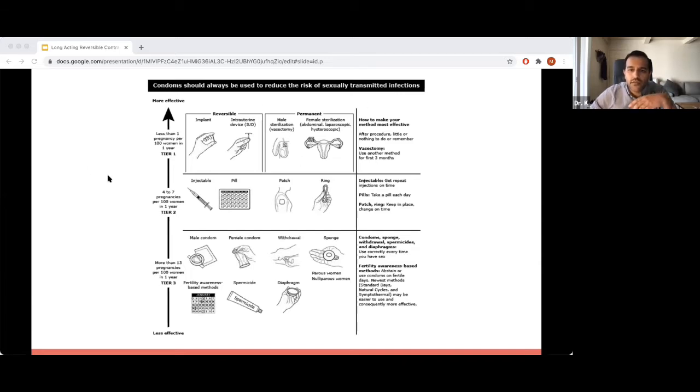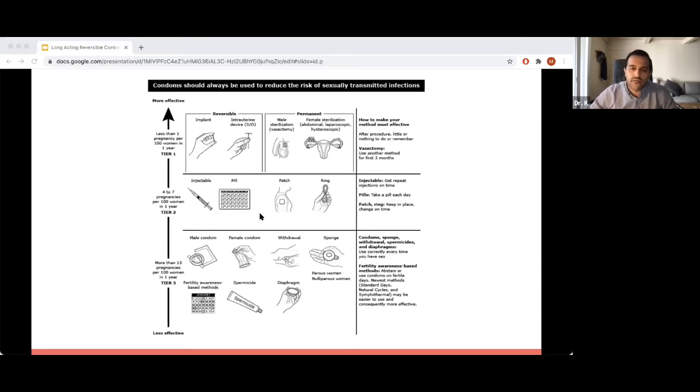If you look at the top part of these diagrams, you have the most effective methods. On the left, there's the reversible category, which are the ones that we're talking about today. And then on the right are more permanent methods. So things like vasectomy for a male, which is male sterilization, and female sterilization, or getting your tubes tied, which is a more colloquial way of saying that. Those are very permanent, whereas the ones on the left are things that we can reverse. When you look at this middle category, there are things like the injectable or the depot shot. There's the pill, there's a patch, there's a ring. Those ones are variable in terms of how effective they are.